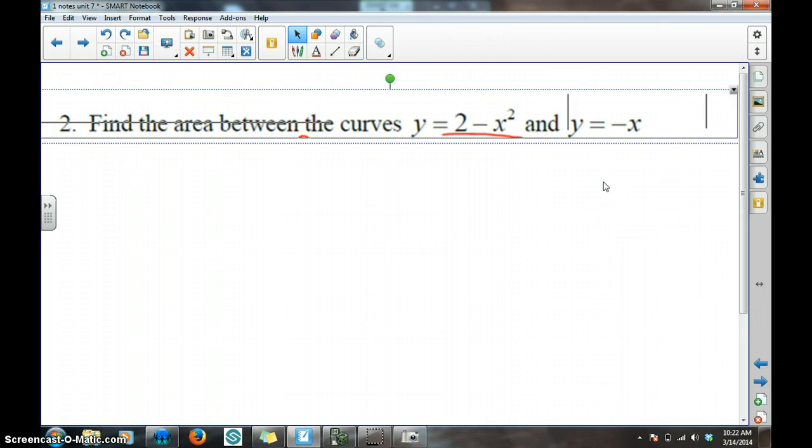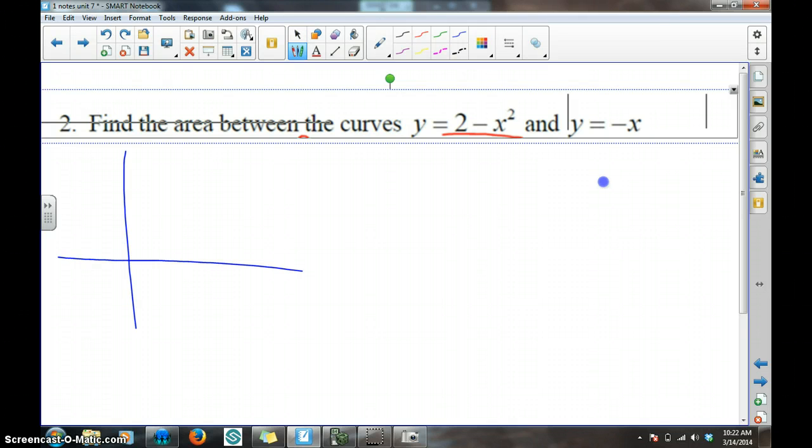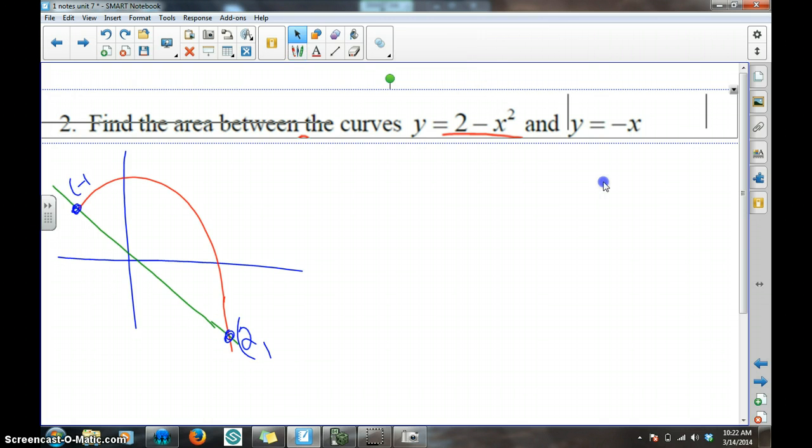All right, so the graphs are exactly the same. I still have my 2 minus x squared graph, which is going to look like that. I still have my negative x graph, which is going to look like that. They still intersect at exactly the same places, which is a 2 over here and a negative 1 over here. The difference is now I want to integrate horizontal strips.